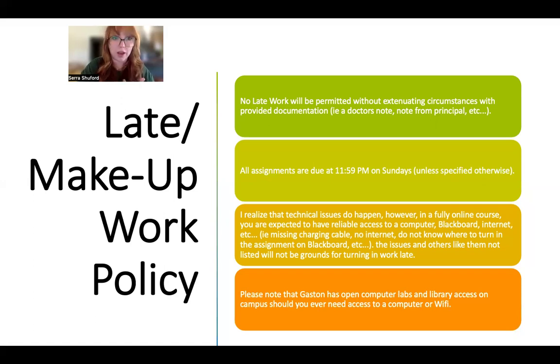And so if you ever do have a situation where you are out of internet or you don't have a computer, you can always go to the libraries on campus and there are resources there for you. But again, being a totally online class, it is your responsibility and your requirement really to have full-time internet access, full-time Blackboard access, full-time email access.